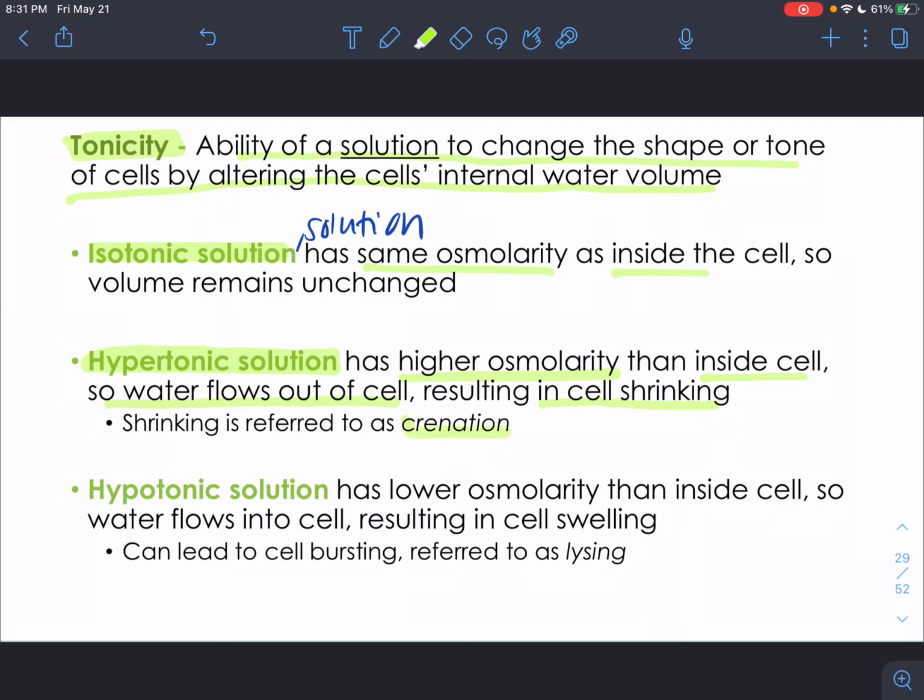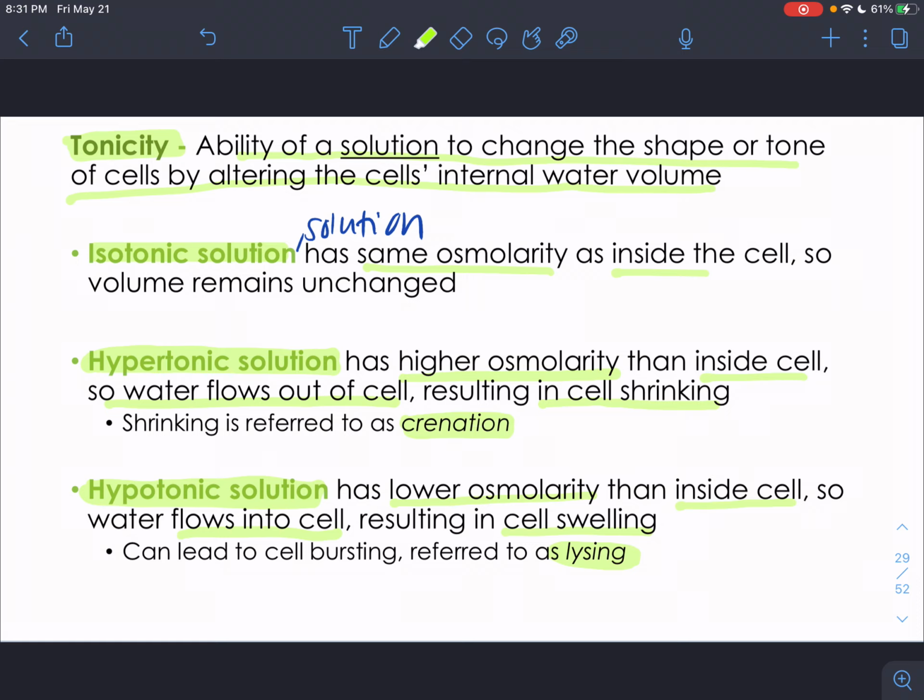Shrinking is known as crenation. And then the last type of tonicity you can have is a hypotonic solution. Hypotonic, the solution has lower osmolarity than inside the cell. So water goes into the cell. If water is entering, the cell is going to swell. If too much water enters, the cell can burst, and that's called lysis.